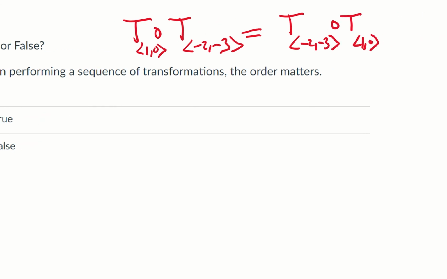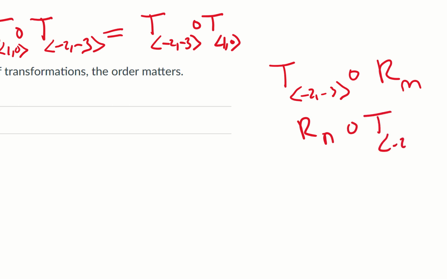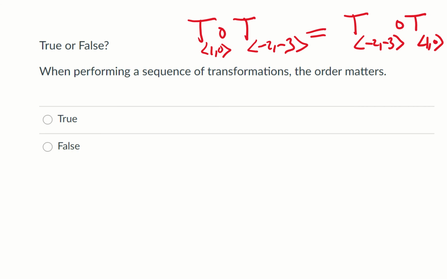However, when you're doing something like a translation and something else, right? If you're doing a translation right after a reflection, or a reflection first, then a translation, or a translation first, then a reflection, then these are not going to be equal to each other if you reverse it. So that is true.